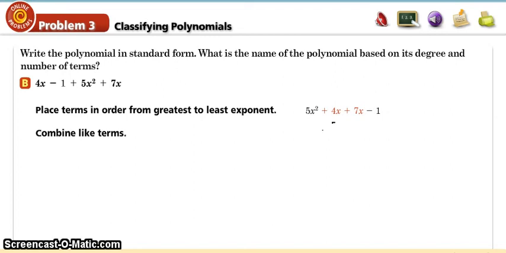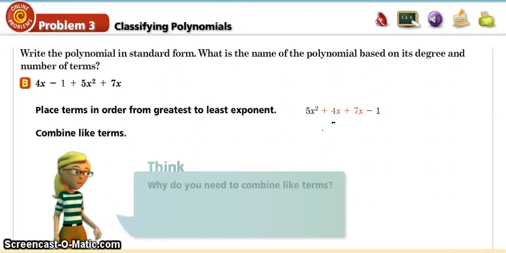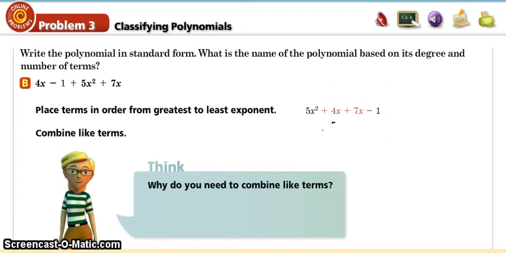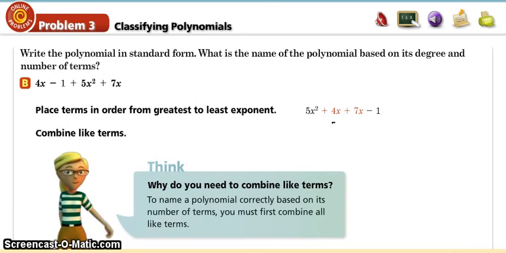Now, combine like terms. Why do you need to combine like terms? To name a polynomial correctly based on its number of terms, you must first combine all like terms.